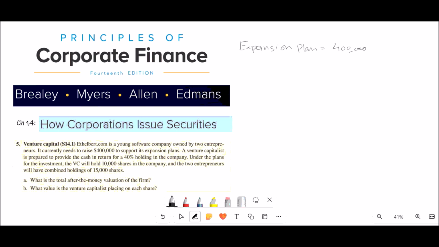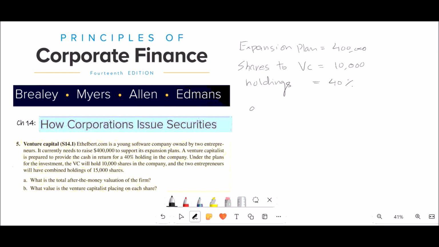400,000. A venture capitalist is prepared to provide the cash in return for a 40% holding in the company. Under the plan for the investment, the venture capitalist will hold 10,000 shares. Shares to the venture capitalist will be 10,000. Then their holding will be 40%. And the two entrepreneurs will have a combined holding of 15,000 shares.